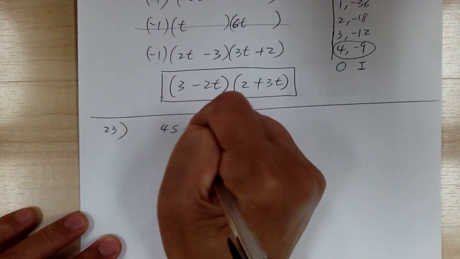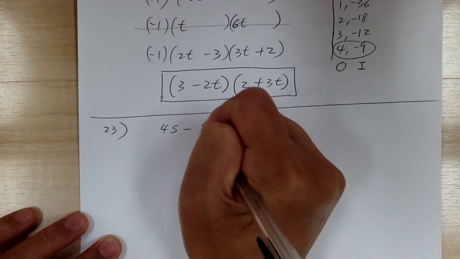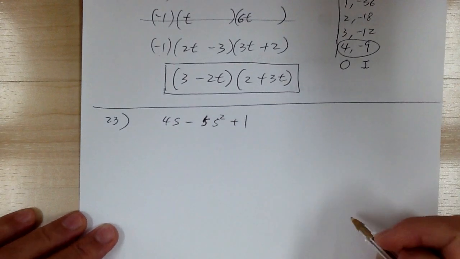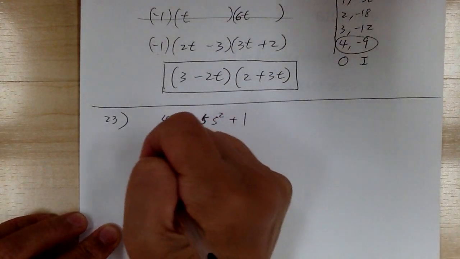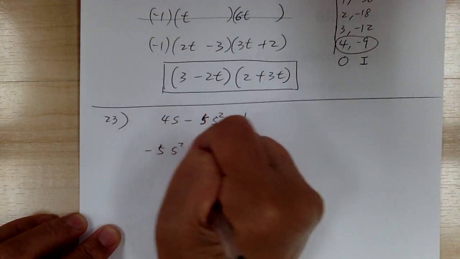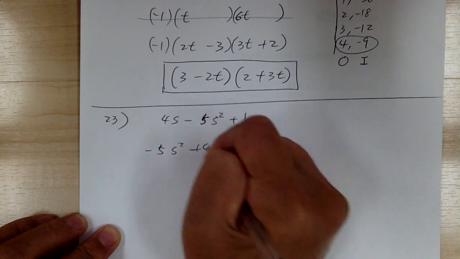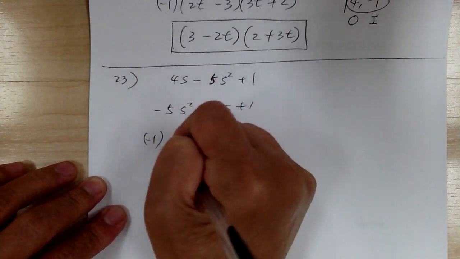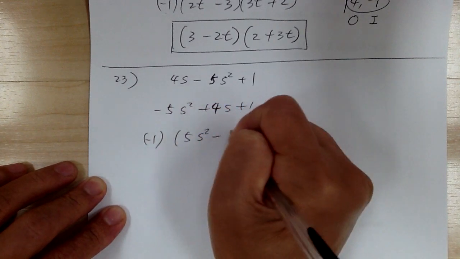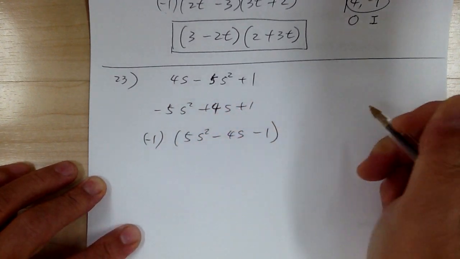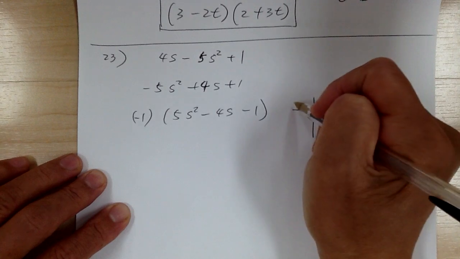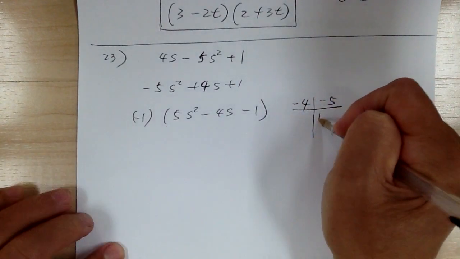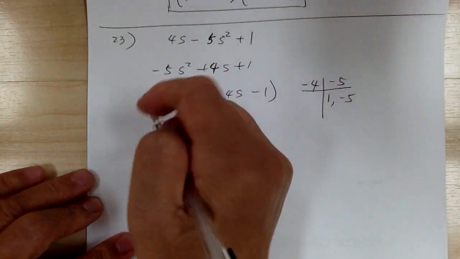You have 4s minus 5s squared plus 1. Okay, so you can rearrange the terms: minus 5s squared plus 4s plus 1. Factor out the negative 1, so you got 5s squared minus 4s minus 1. Then step 4, master product. You're going to get negative 4, negative 5. So do 1, comma, negative 5.